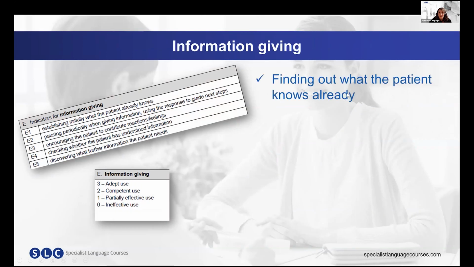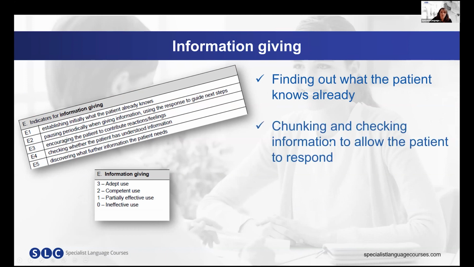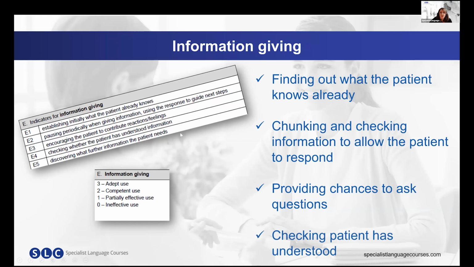Now, our final criteria is information giving. So this is when you need to provide information for a patient, and you need to make sure you do this in a patient-centered way. So in order to do this, you need to find out what the patient knows already. You need to make sure that you chunk and check. So you're pausing. So making sure that your patient is following you and you're giving this information in manageable chunks so that they're able to understand you. Give them a chance to ask questions and also checking the patient has understood.